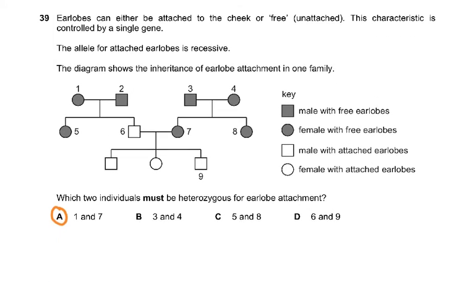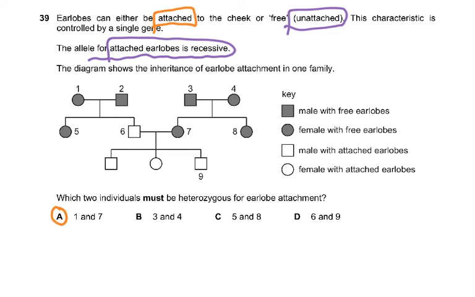Okay, now pedigree chart. Let's come here now to this difficult pedigree chart. Earlobes can either be attached to the cheek or free, unattached. So there are two types of earlobes, attached and unattached. That's all you have to read in the question. This characteristic is controlled by a single gene. The allele for attached earlobes is recessive. So attached is recessive. So let's look at all the attached ones.